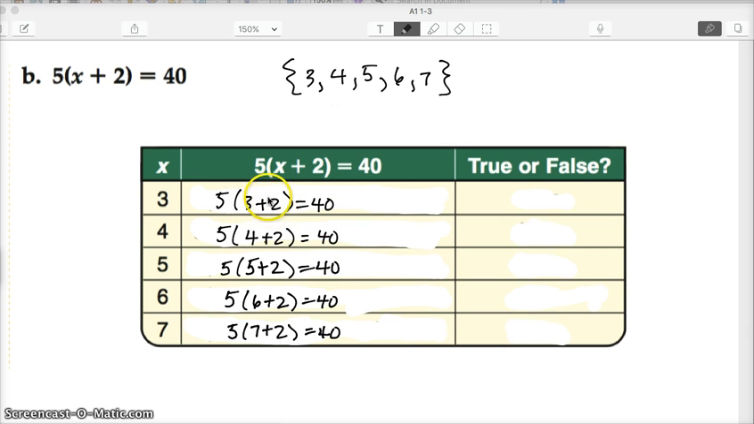3 plus 2 is 5. 5 times 5 is 25. And clearly 25 does not equal 40. So we know that that is not a solution, and that's false.